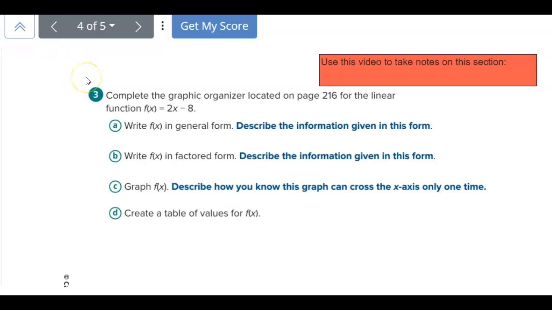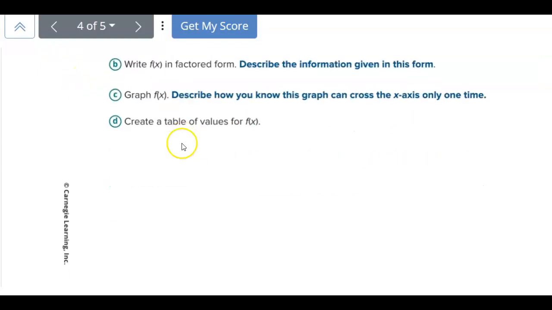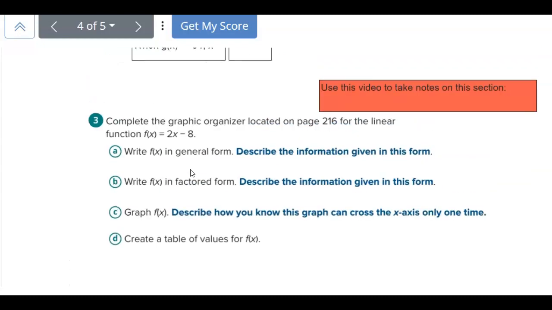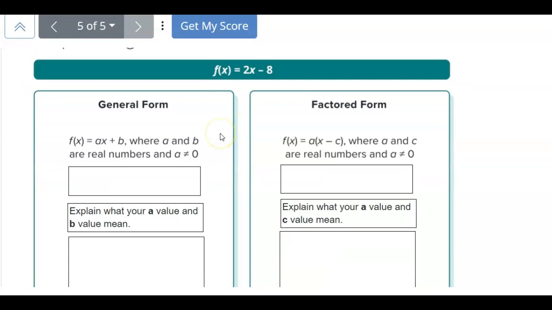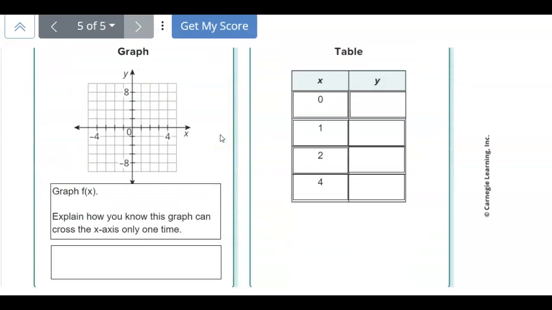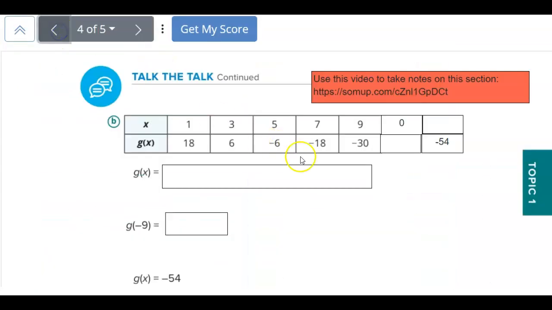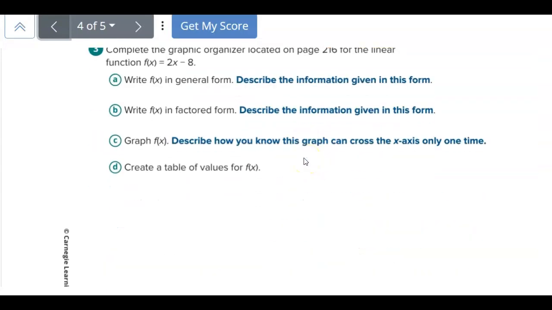On the bottom of page 215, this page, you'll see these instructions. But you're actually going to be showing your work and doing your writing on the next page, 216. So the instructions are here, but you're actually going to be showing your work on this graphic organizer. So here's what you're going to be doing.